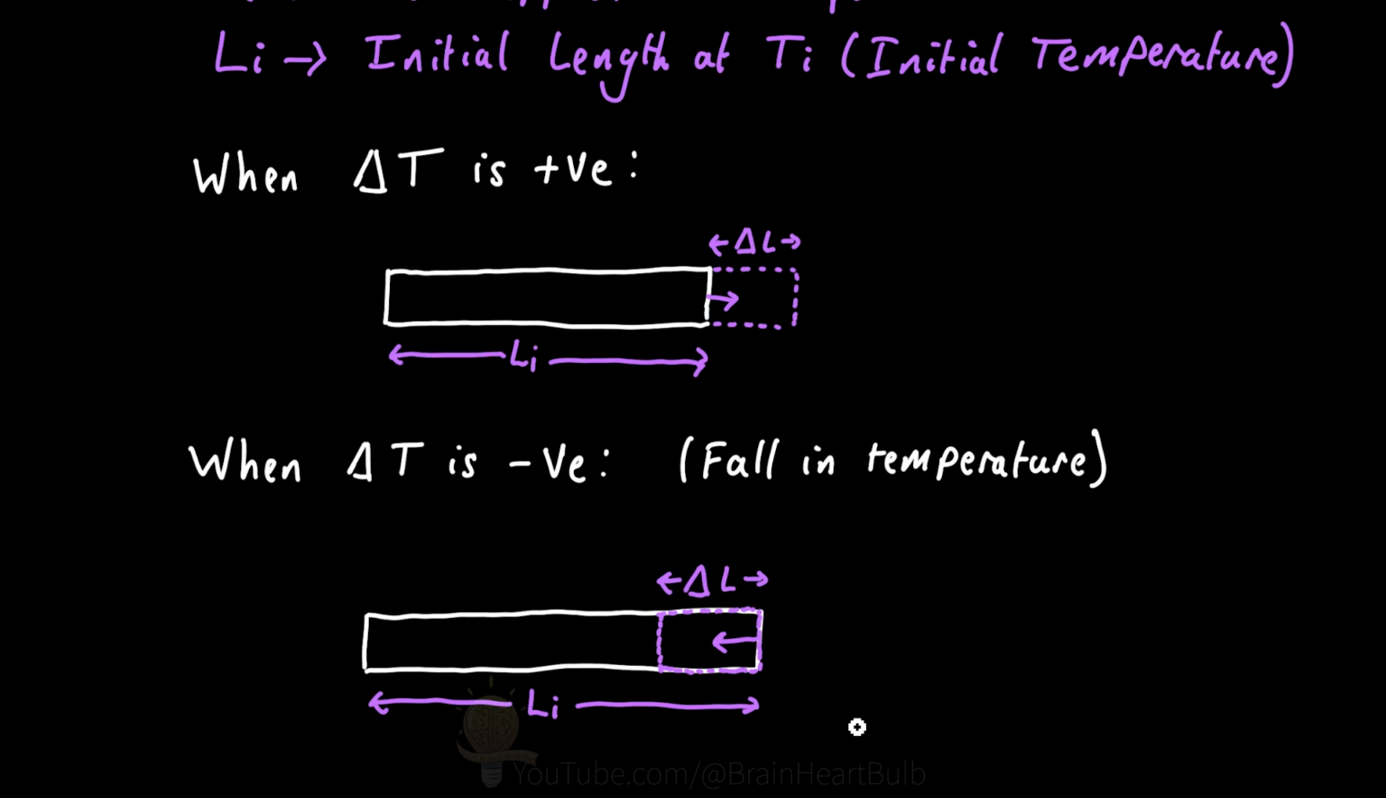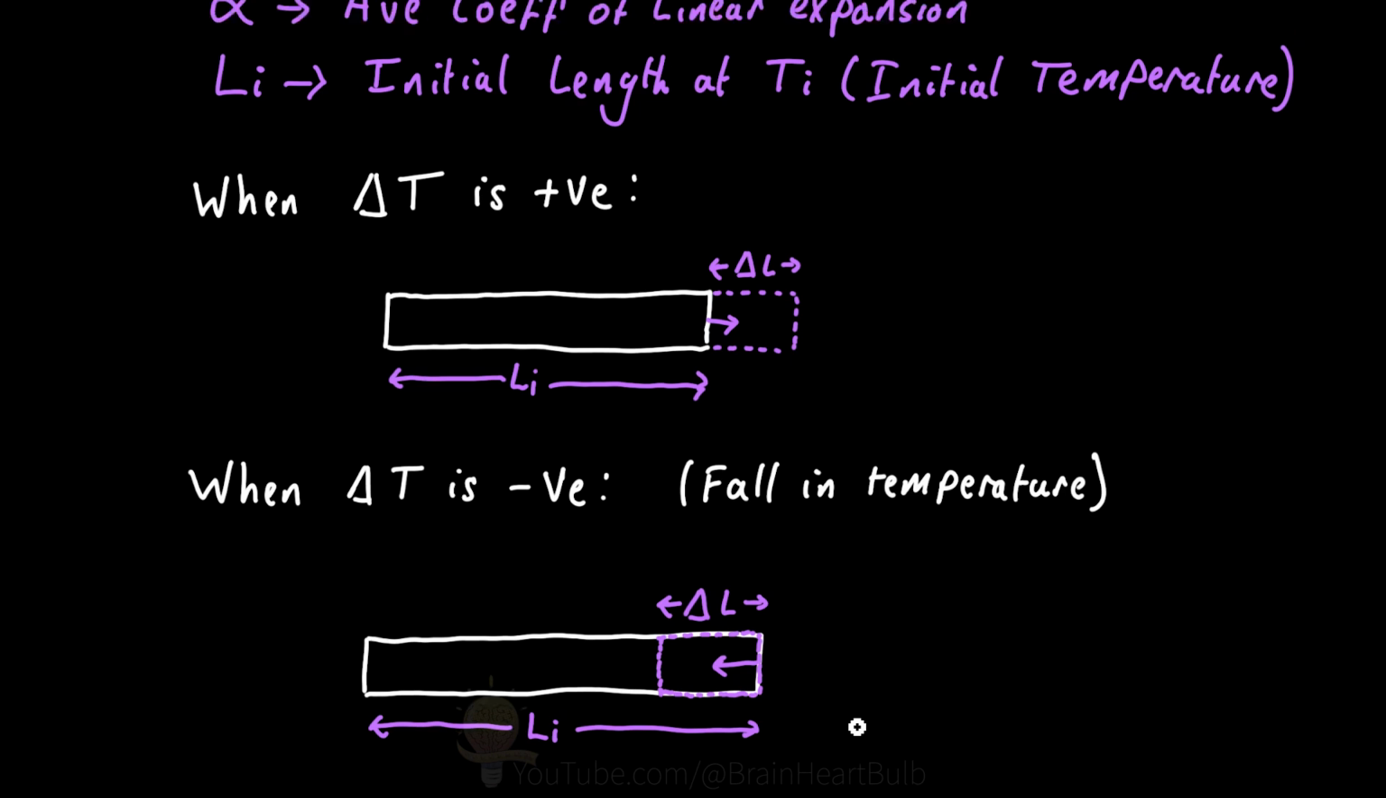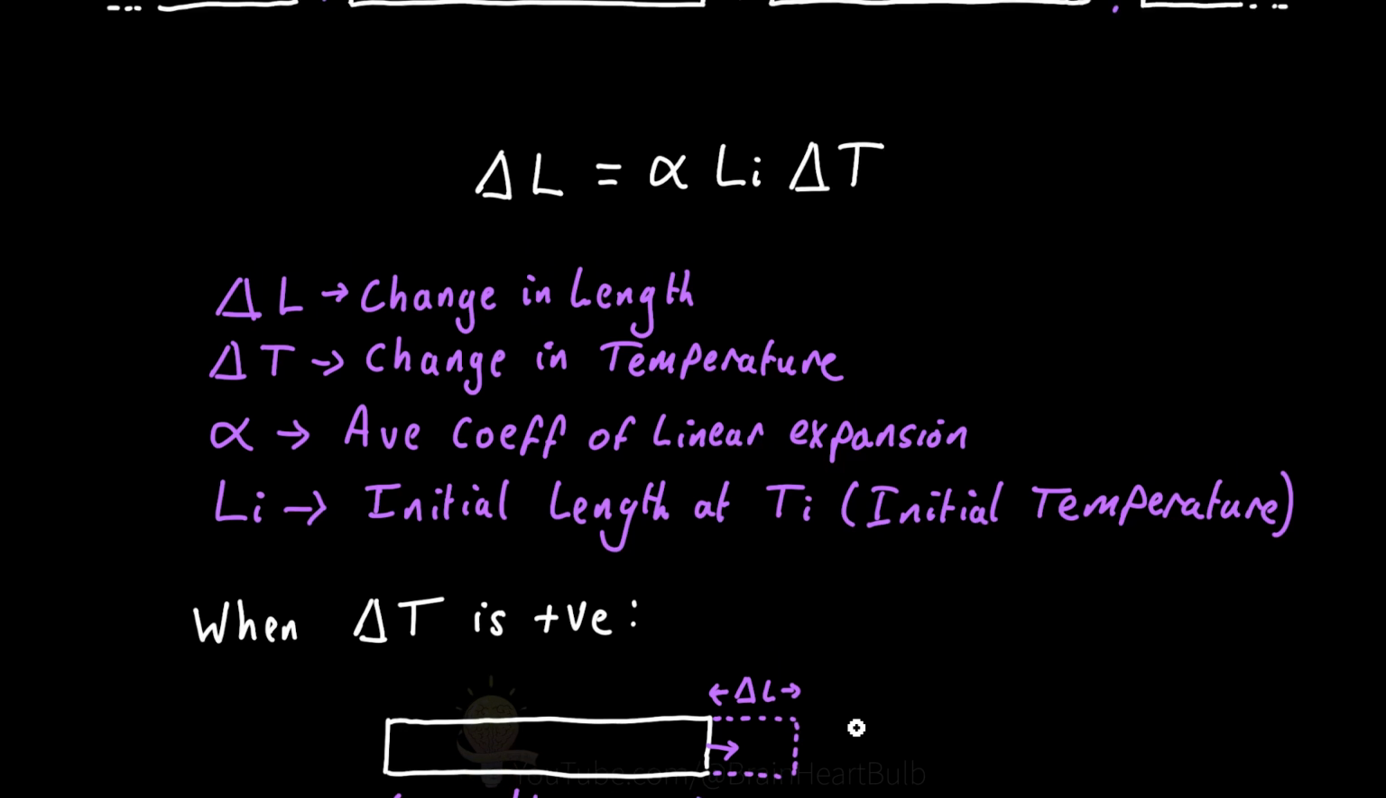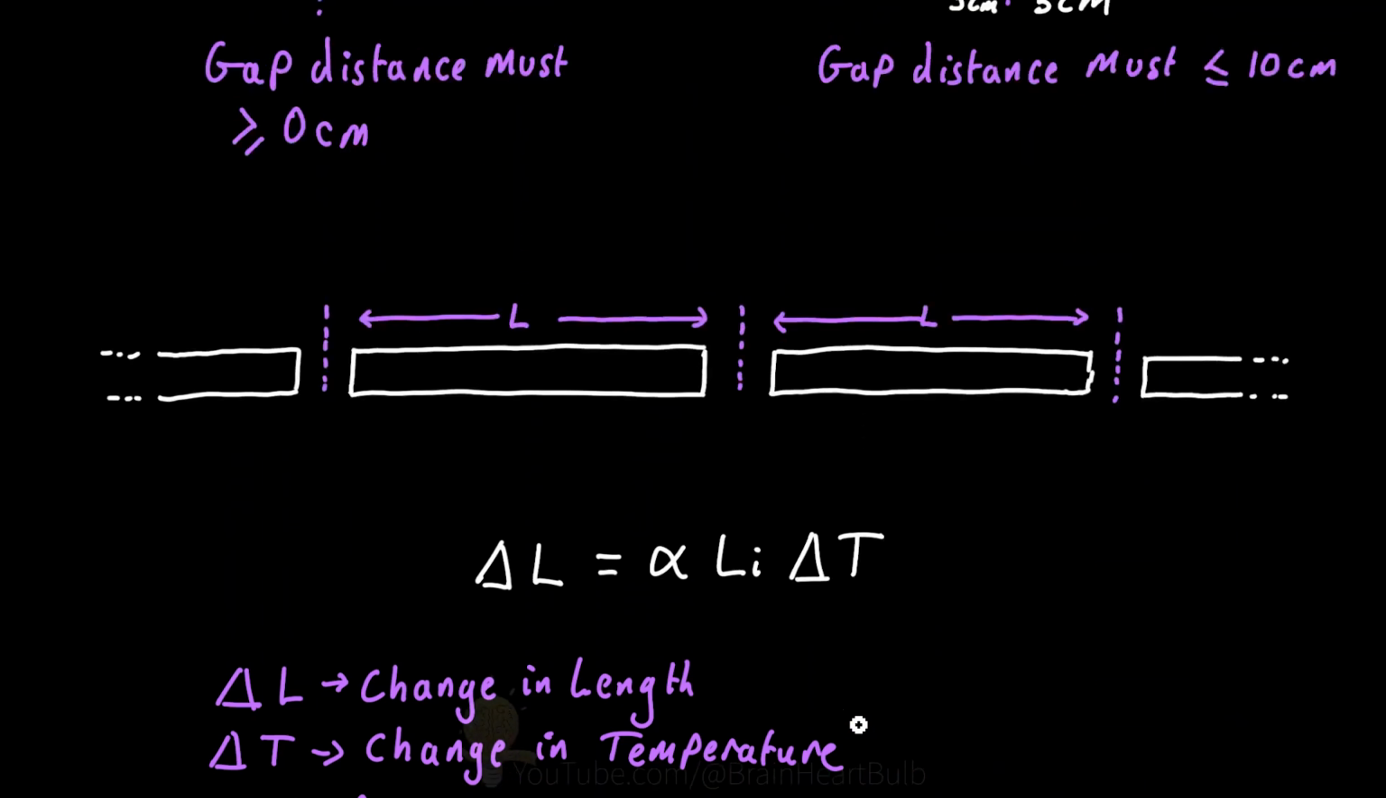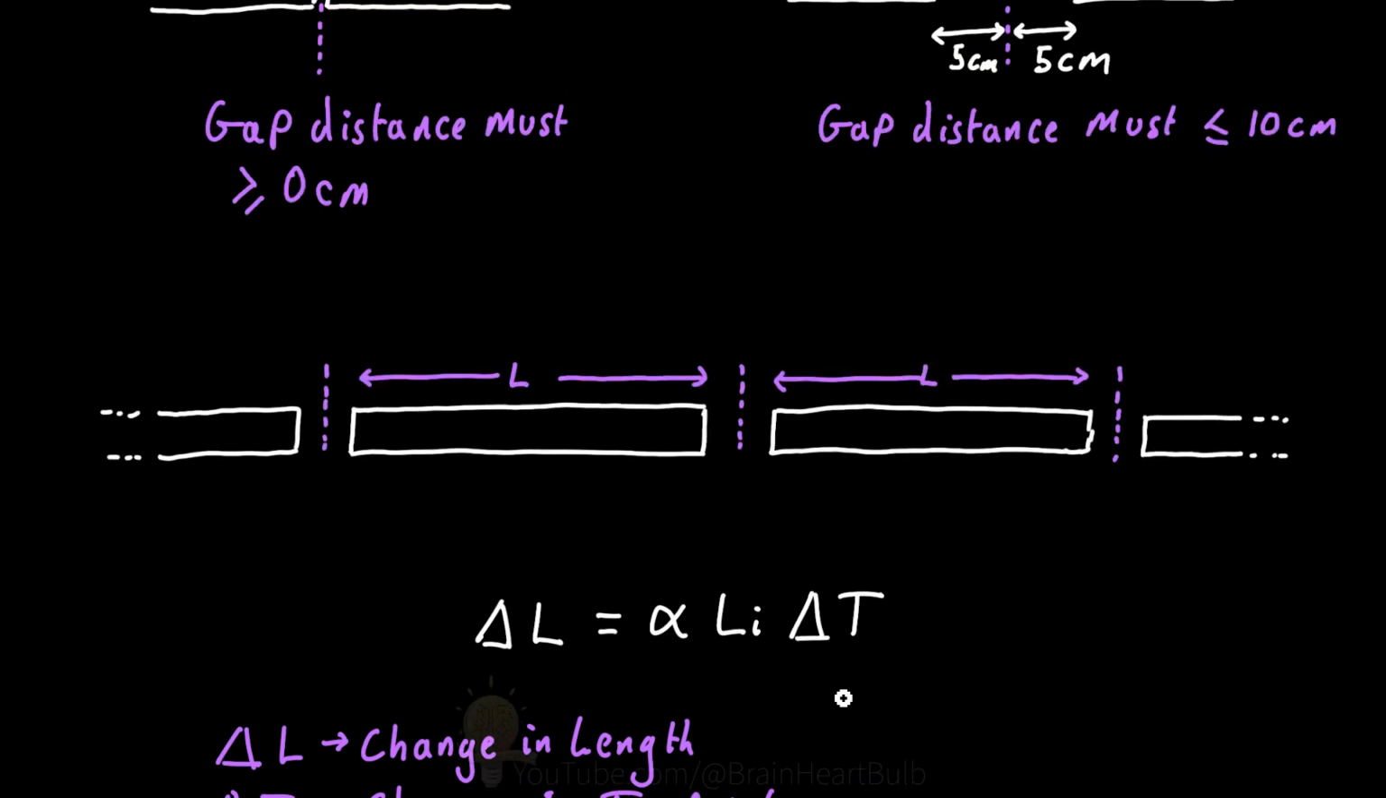In some situations, materials will have a negative average coefficient of linear expansion. So when the temperature increases, the material will contract. And when the temperature decreases, the material will expand.